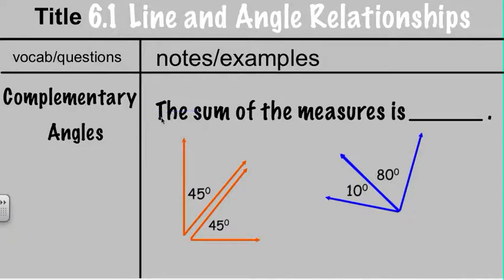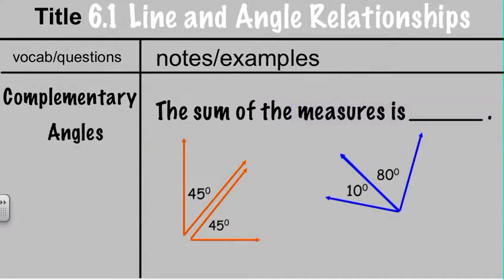All right, here we go. We are talking about day 1, 6.1, line and angle relationships. Remember in class we had separated this into 2 separate days. We broke off parts just to make it a little bit easier to understand.